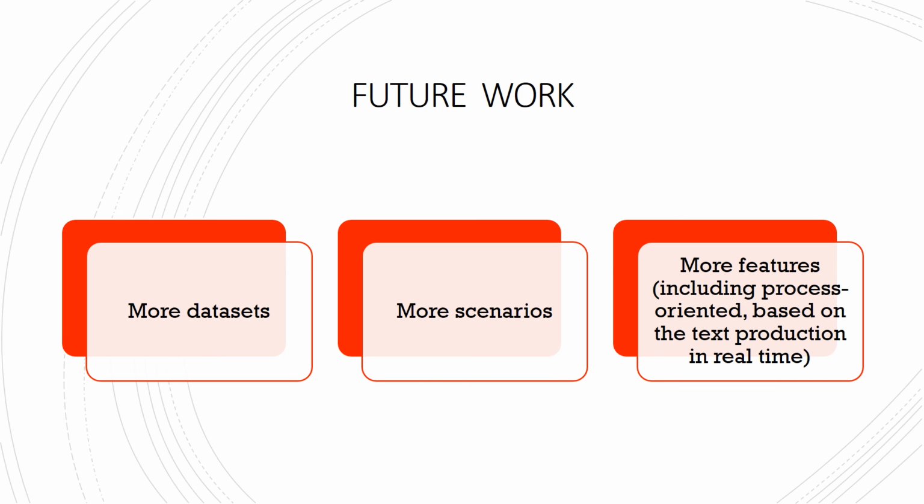As for directions of future work, what needs to be done is that we must obviously get more data sets to work on, then more scenarios are needed to investigate deeper and more profoundly. And then finally, more features are also essential, including process-oriented ones based on the text production in real time.